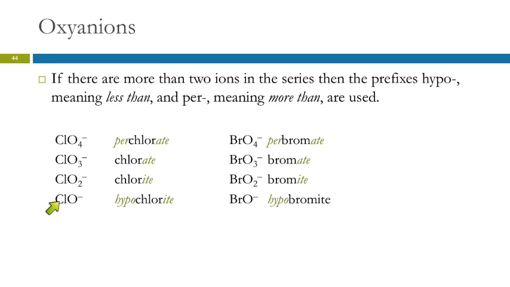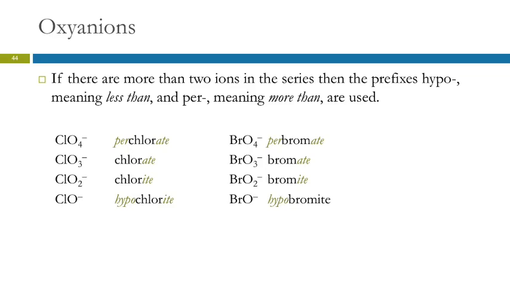What if we lose 1 more oxygen? Now we put a prefix that means below. Hypo means below. Hypodermic needles go below your dermis, your skin. Hypochlorite is 1 less. If we take chlorate and we put another oxygen on it, then it becomes perchlorate. Per means more. Think of hyper, right? Hyperactive, more active. So this is more oxygens. So these are the 4 oxyanions in the chlorine series.